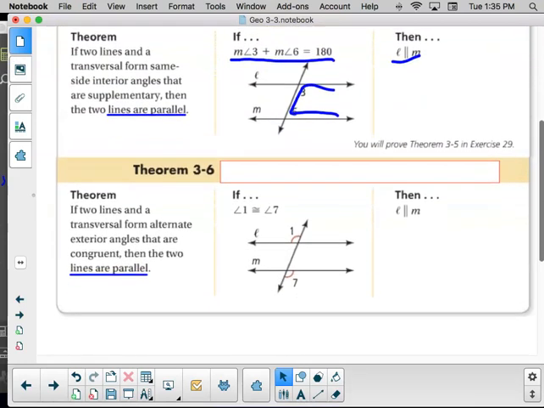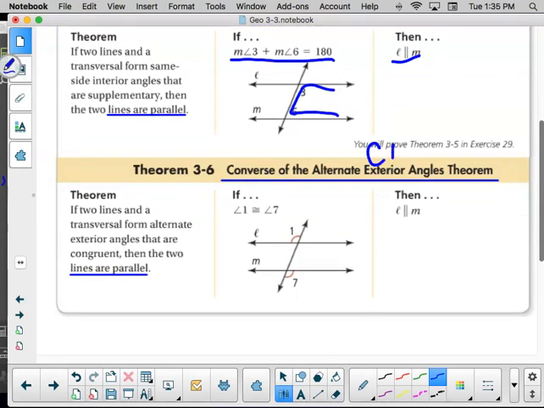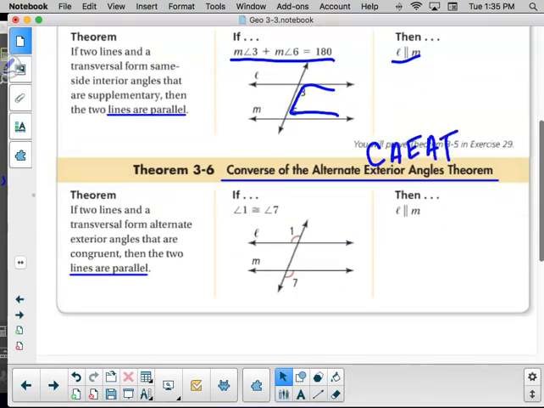Okay. Now our last one, the converse of alternate exterior angles theorem. Okay. Same idea. If alternate exterior angles are congruent, then the lines are parallel, so L and M would be parallel. So once I name them, I'm good. That's why having those names running through my head is really important. Okay, you doing all right?